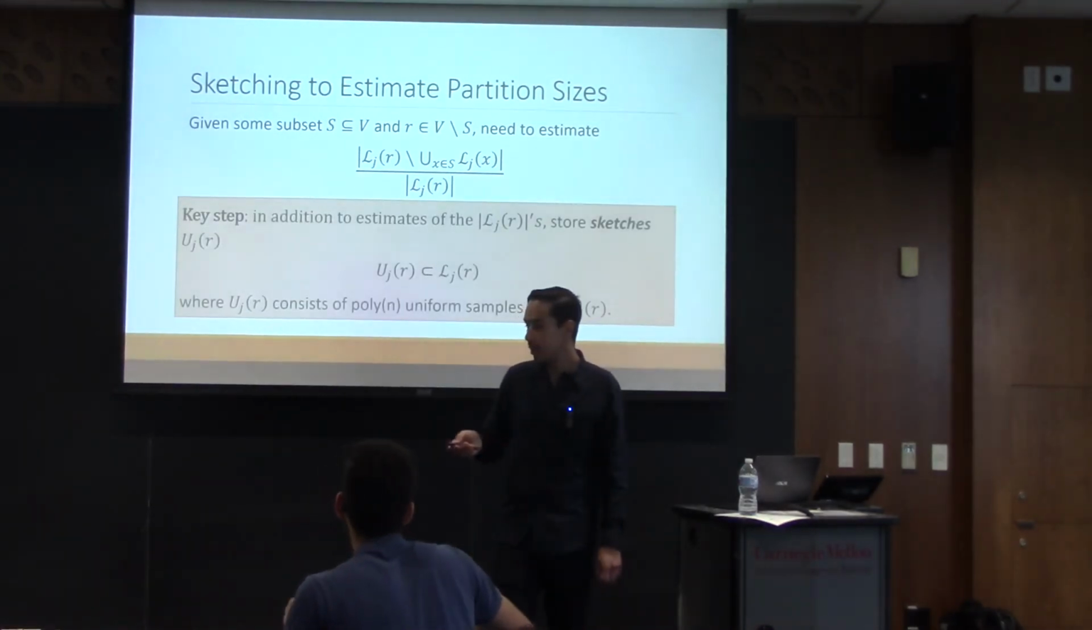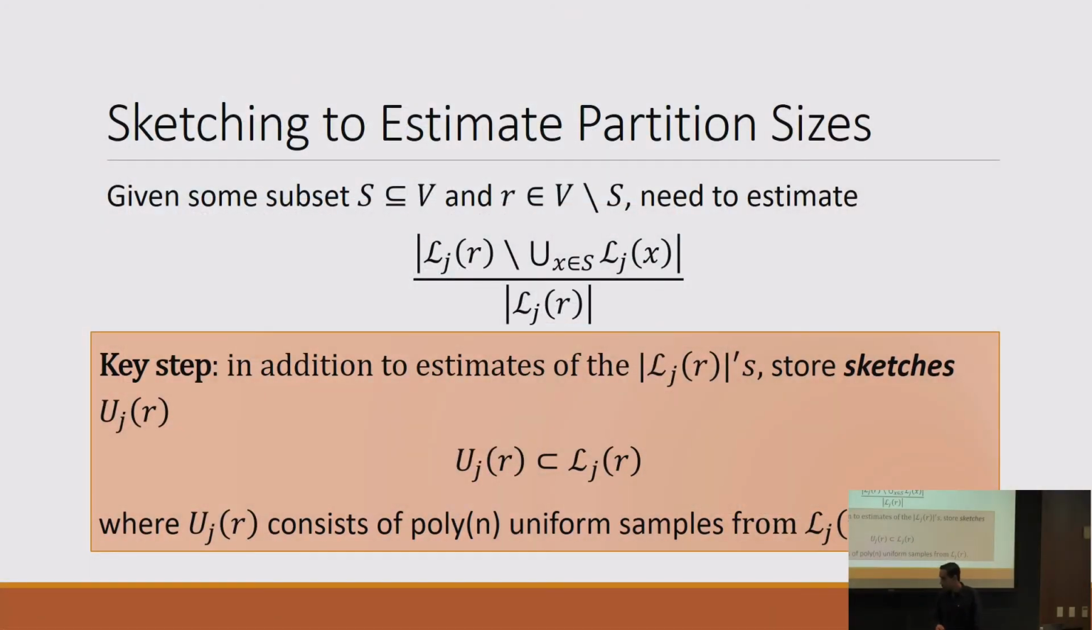So the key step, which is not terribly complicated once you see it, but is crucial to the algorithm, is that instead of trying to store approximations or some deterministic quantity, we're just going to store sketches of each of these sets. So what's a sketch? For each of these sets of path labelings of length j into R, I'm just going to store a polynomial-sized subset of uniform samples of those labelings. I'm going to call this set U_j^R. I call it a sketch because whenever I want to estimate some quantity of my set L_j^R, I'm just going to pretend that U_j^R is that set and see what fraction of elements is contained in that set. So U_j^R is a subset of L_j^R.